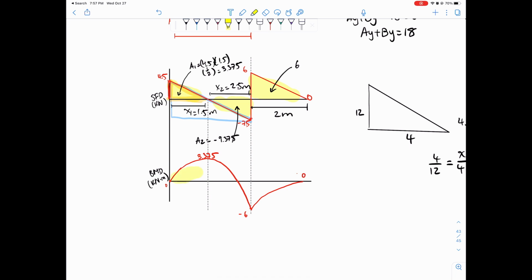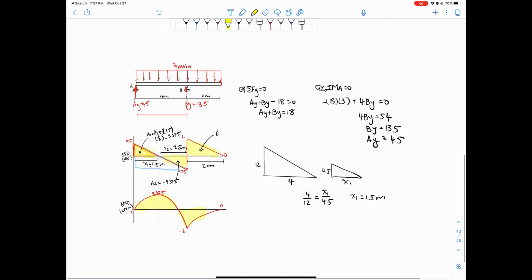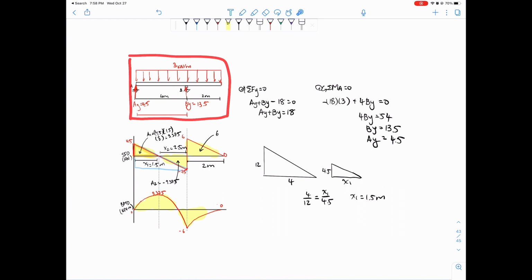Okay, so that has been this problem. A trickier problem, actually, because there's a lot of things that need to come together in order to solve this problem, but I hope you understand that all of these problems really have the same steps, right? You first find your reactions. Second, draw a shear force diagram.